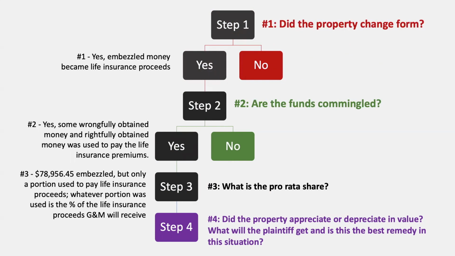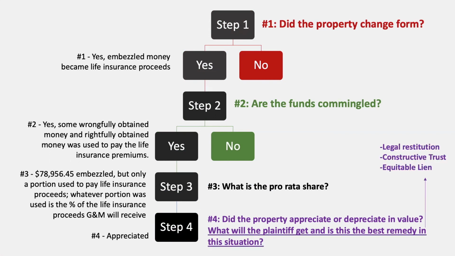And then finally, did the property appreciate in value? Here, we'll assume that it appreciated because usually your life insurance proceeds will be higher than the premium. And because it appreciated in value, we have the whole issue, which is, well, do we want to ask for legal restitution, a constructive trust, or an equitable lien? And we'll talk again more about that in class when we summarize all of these concepts together. But the next video is going to talk about an equitable lien, what that is, and whether that might be a better option than just getting legal damages or a constructive trust, which is the title to the property.